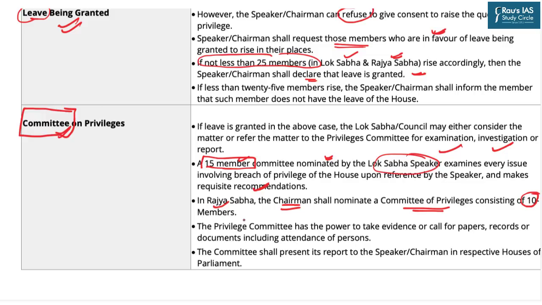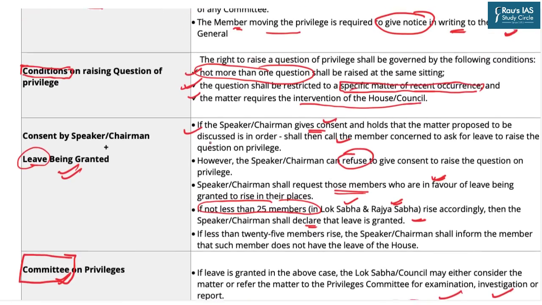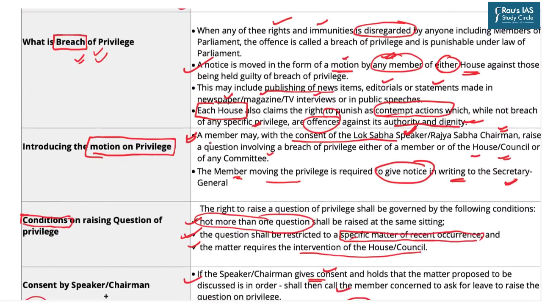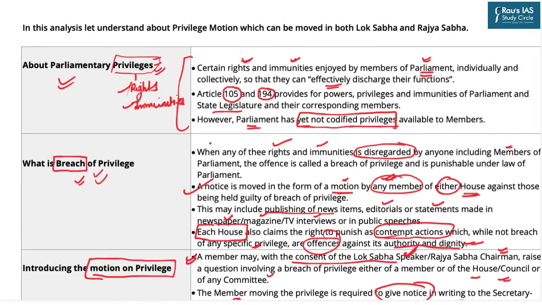The privilege committee has the power to take evidence or call for papers, records, or documents, including the attendance of persons. And in the end, the committee shall present its report to the Speaker or the Chairman, as the case may be, in the respective houses of the Parliament. So, this was a very factual topic relating to parliamentary processes in which we have discussed the privilege motion. I hope this topic is clear to you and you will be able to solve the MCQs based on this.